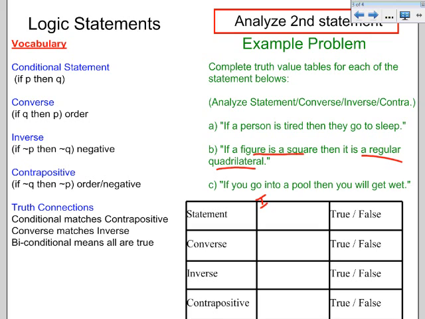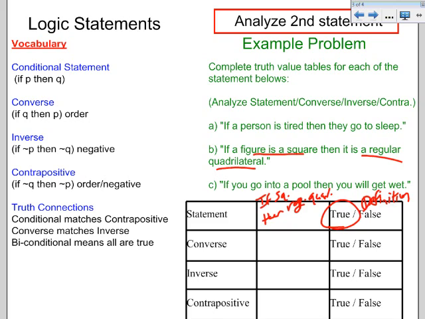All right, the next statement we have: if a figure is a square, then it is a regular quadrilateral. Obviously, you need to know what the words regular and quadrilateral mean. Regular just means all equal sides and angles. Quadrilateral is a four-sided figure. Basically, that's a definition, so it is most definitely true because a square, by definition, is a regular quadrilateral.